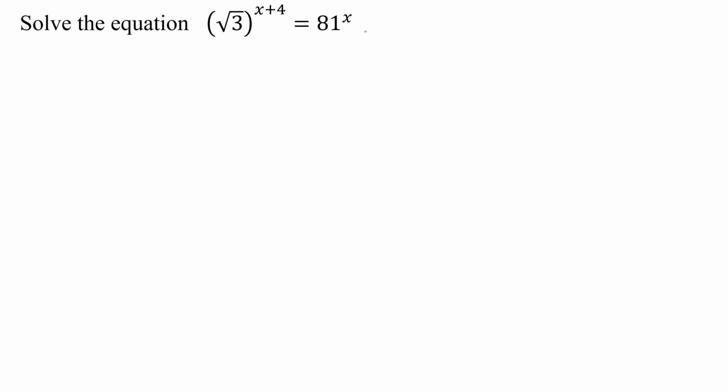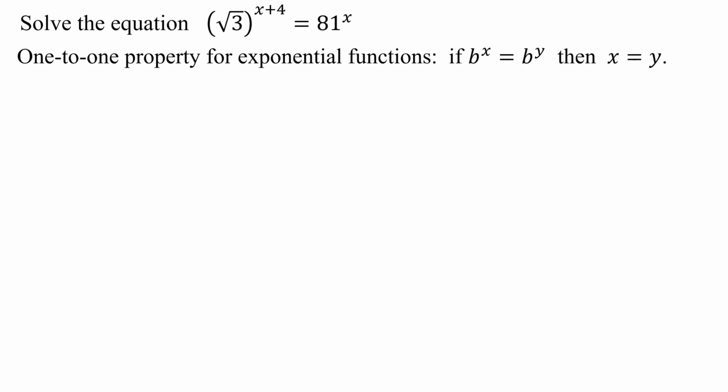The simplest form of exponential equation that contains two exponential expressions is one in which both sides can be written in terms of the same base. And if that is true, we can then use the one-to-one property for exponential functions that says if b to the x equals b to the y, then x has to equal y. Does that look possible in this case? Yes, because I can write the left-hand side with a base of 3, and I can also write the right-hand side with a base of 3.